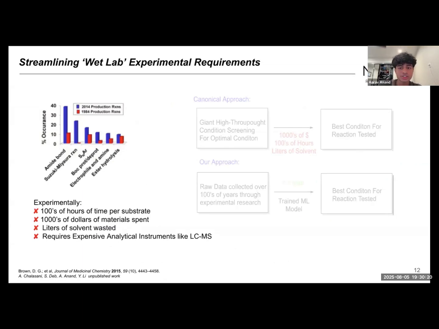As previously shown, optimizing reactions experimentally requires a trial and error pipeline, which would take hundreds of hours per substrate, thousands of dollars on materials, and acquiring expensive analytical instruments like LCMS, along with a lot of resources wasted. Given how frequently amide couplings are conducted in modern medicinal chemistry, this cost, time, and labor would quickly add up and cause inefficient optimization.